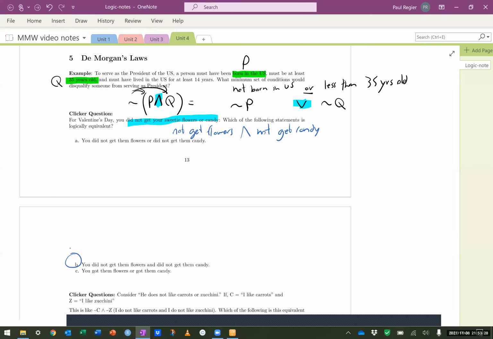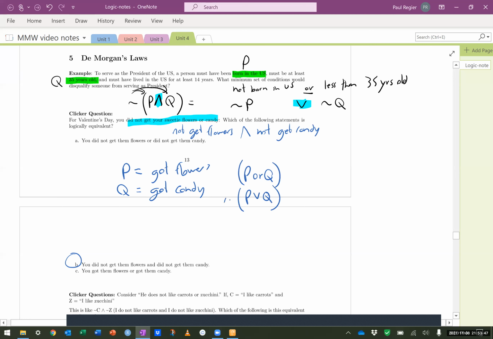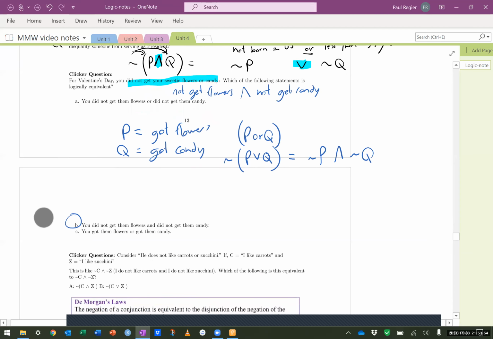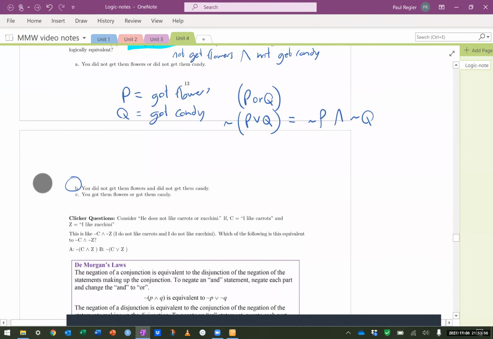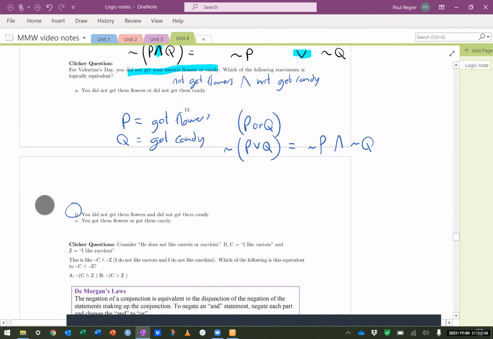So in this case, if we call P got flowers, Q got candy. So P or Q, you're good. But if you negate that, that's the same thing as saying not P and not Q. Think about how we're negating these statements.